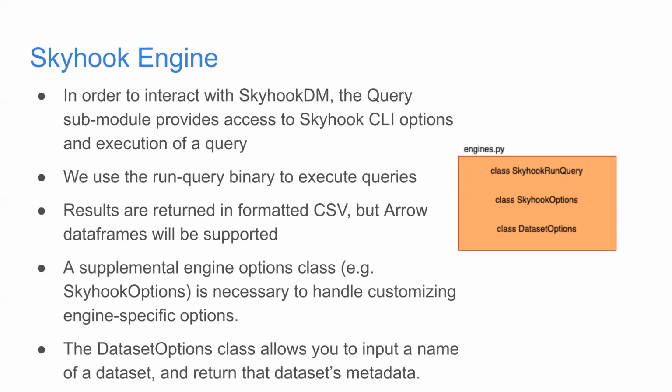Lastly, the engines module includes a dataset options class. This class may be used if you need to collect the metadata of a dataset, such as its schema, stored in the data management system. At the time of this presentation, though, this class is tailored to work only with Skyhook.